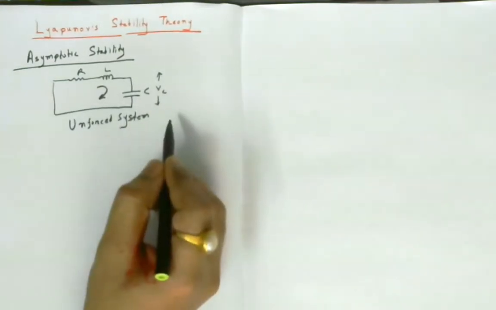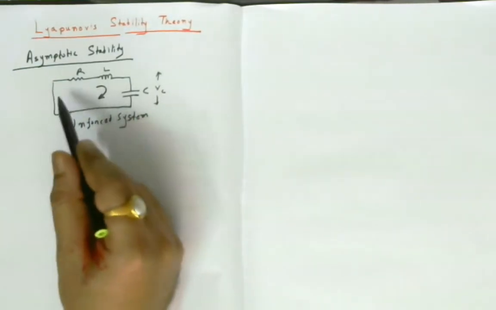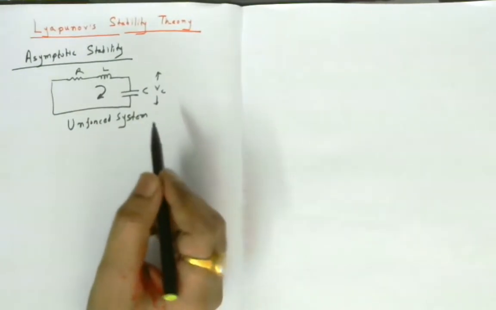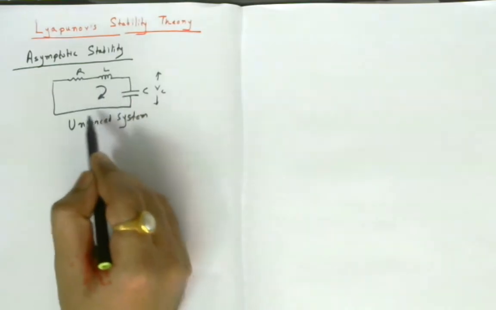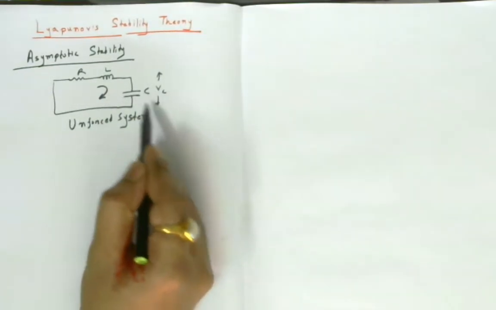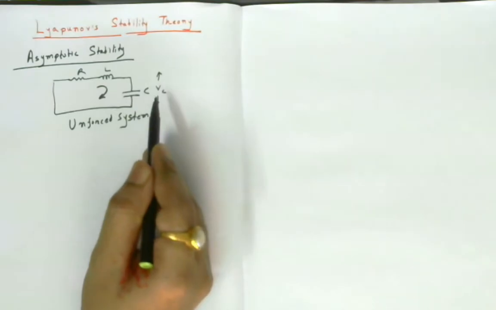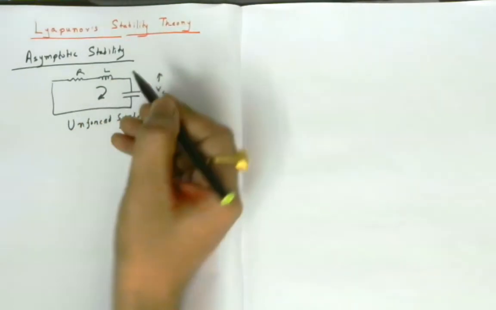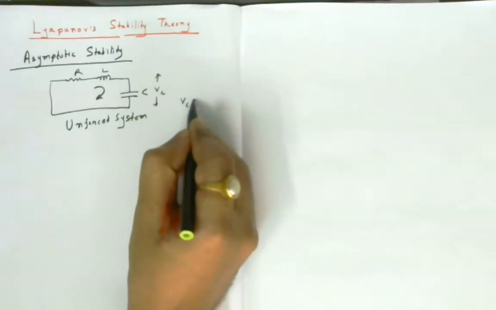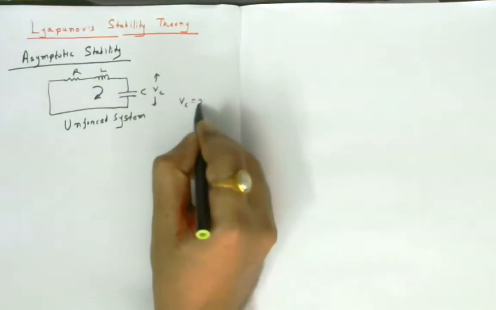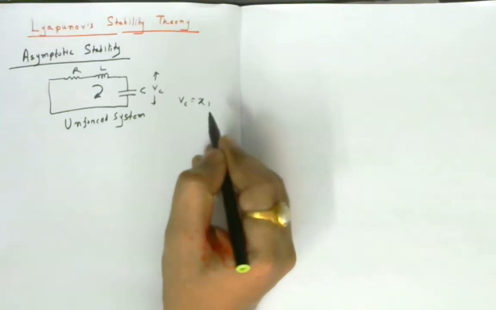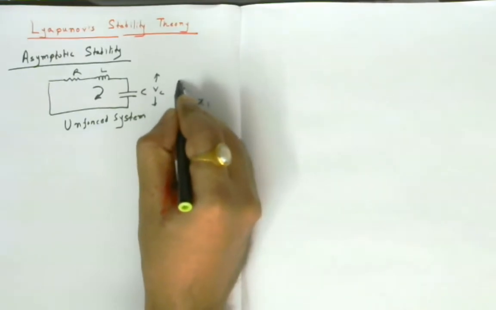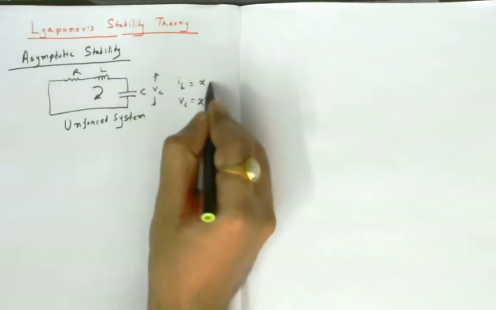An unforced system means there is no external input or external force applied. So there is no external input in this case, so it is a case of an unforced system. But the circuit is driven by the capacitor voltage, which we may consider as the initial condition. VC, we generally assume, is one of the state variables, x1, and another state variable is IL, which is x2.